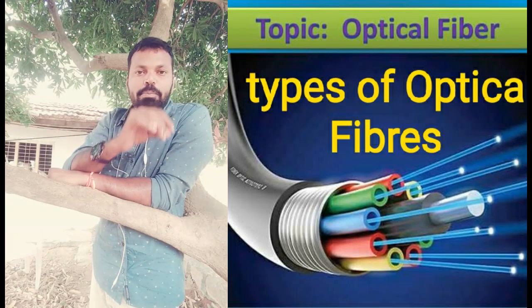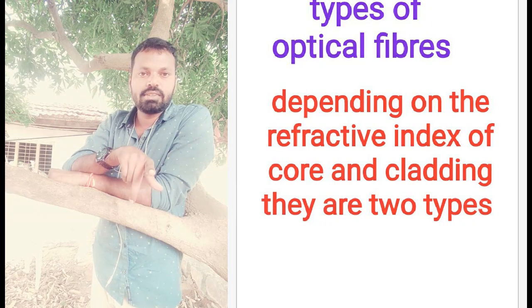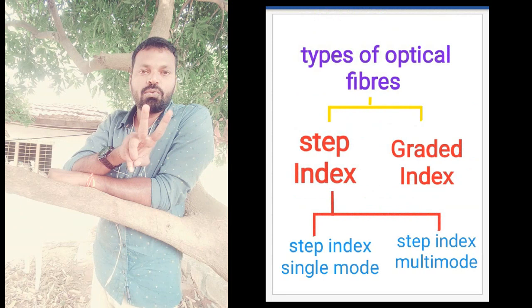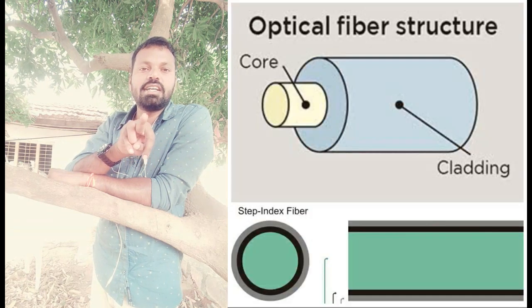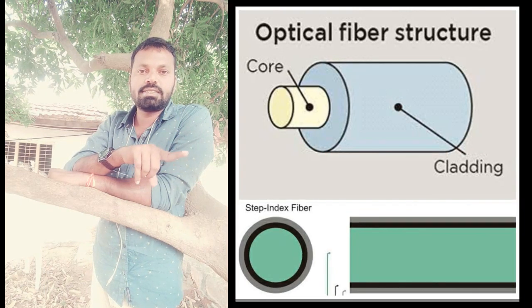Now, depending on the refractive index of core and cladding, optical fibers are again divided into two types. One is step index optical fiber and another one is graded index optical fiber. First one, step index optical fibers.